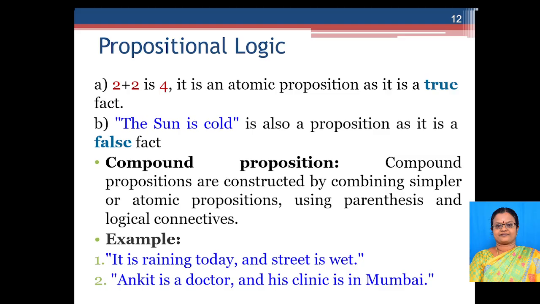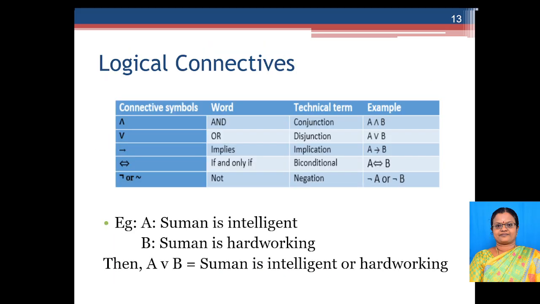Next is the compound proposition. This is constructed by combining simpler or atomic propositions using parentheses and logical connectives. For example, it is raining today and the street is wet. So here I have two facts which both might be true, isn't it? Such statements we call a compound proposition.